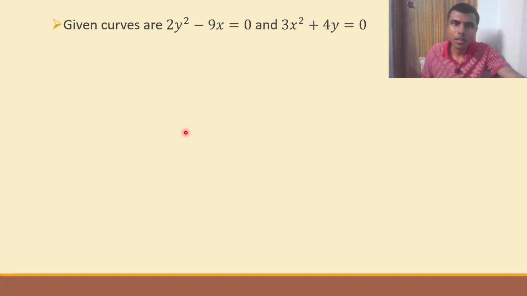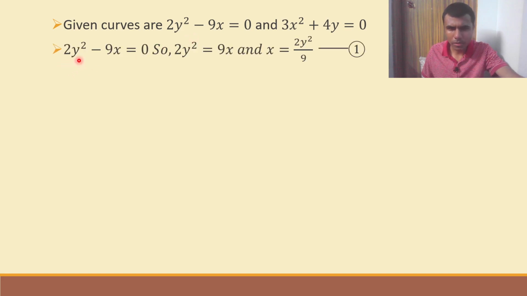Let's take the first equation first. 2y square minus 9x is equal to 0. So send this minus 9x to the RHS, and what I would get is 2y square is equal to 9x. Now send this 9 to the LHS: 2y square by 9 is nothing but x. So x is 2y square by 9. Mark it as equation 1. We will be using this later.